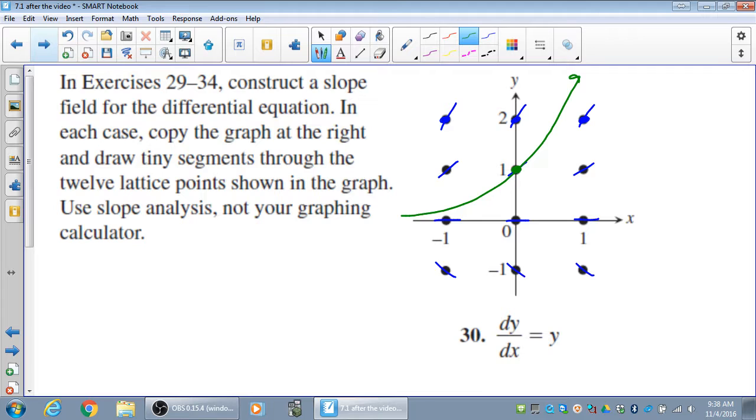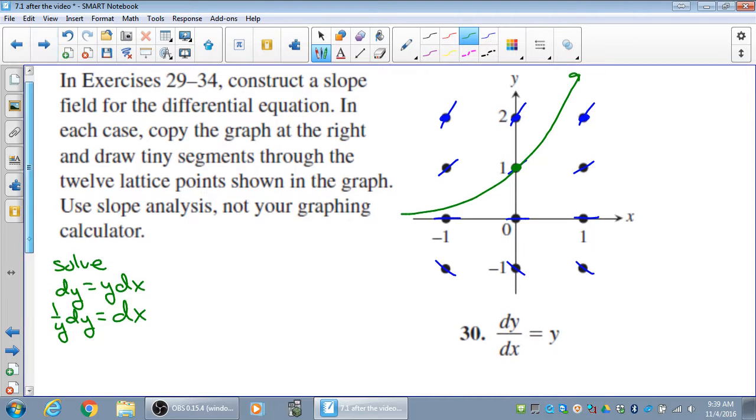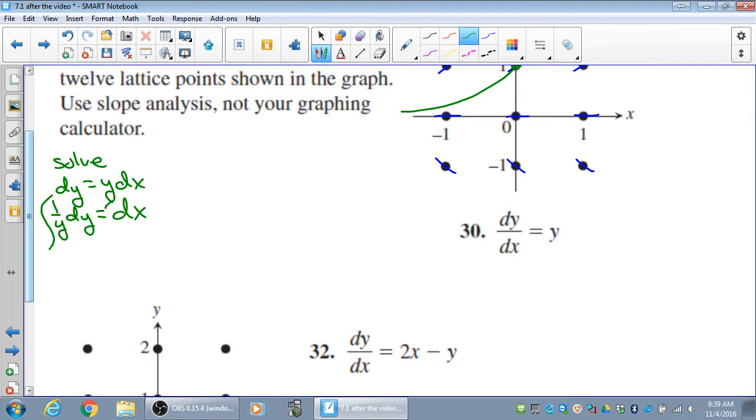Now they're not asking you to do this, but what if they said now, solve the equation. We've done the slope fields, we've drawn a line through one of the points that we think the line would look like. What if it said solve? We would multiply both sides by dx. We divide by y, because I want the y's with the y's and the x's with the x's. We could integrate, and that'd be natural log of the absolute value of y is equal to x.